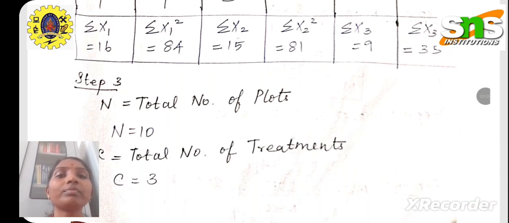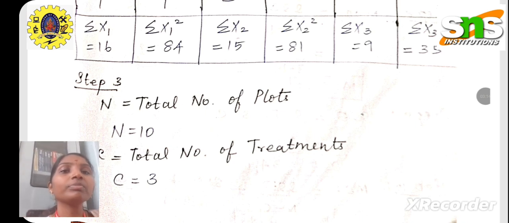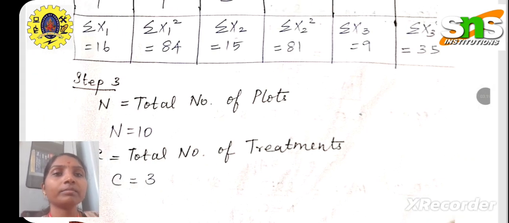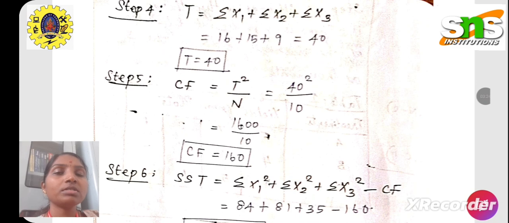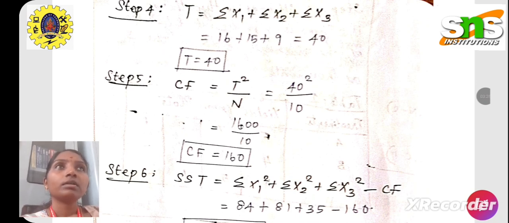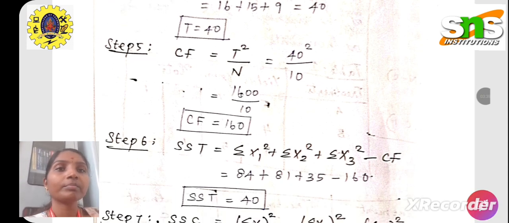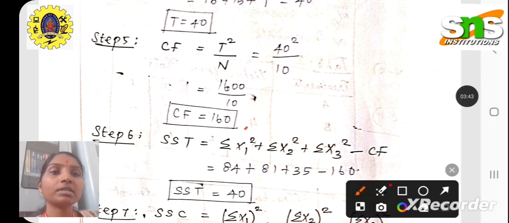Moving on to step number 3. As per the procedure, it is calculating n, the total number of plots, which is equal to 10, and calculating the total number of treatments, which is C equal to 3. Moving on to step number 4. T is equal to the total of the given items, which is T equal to summation of x1 plus summation of x2 plus summation of x3. As we have done in the table, we are just summing up all the entries, so T is equal to 40. What is our CF? It is T squared by n, and therefore CF is equal to 160.